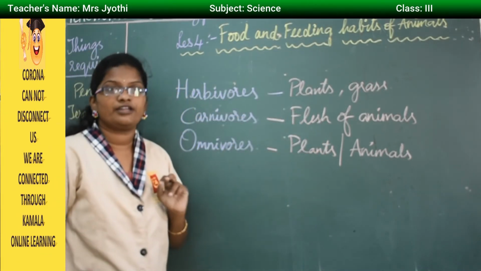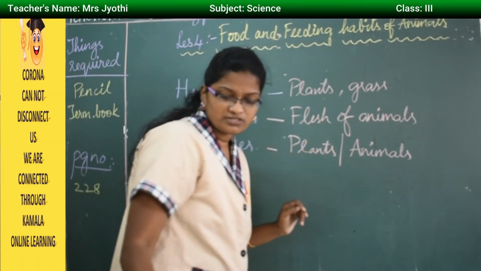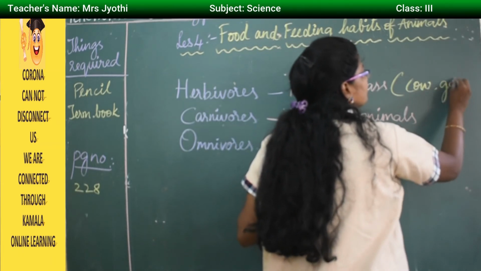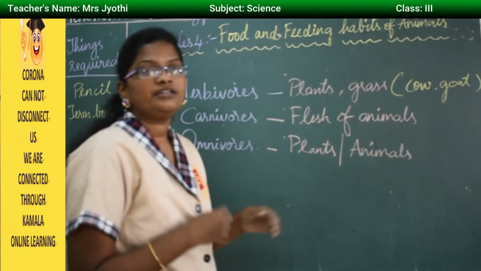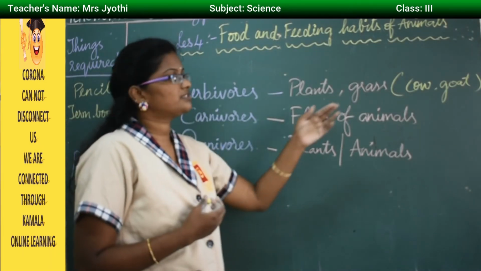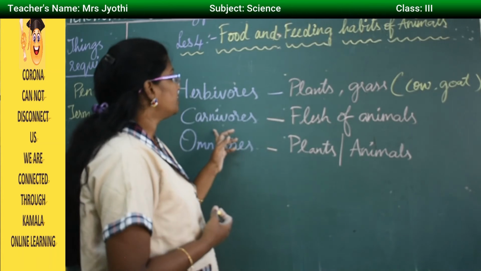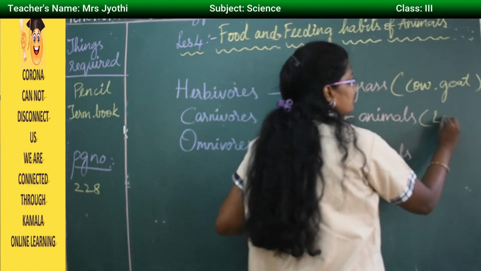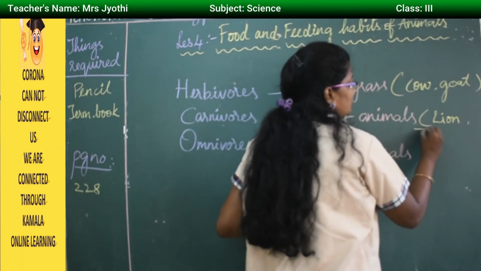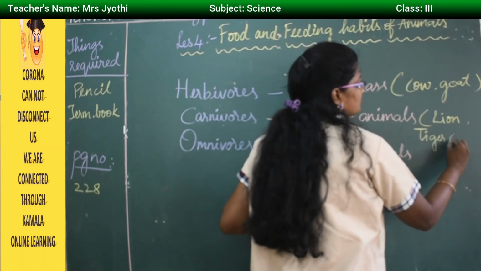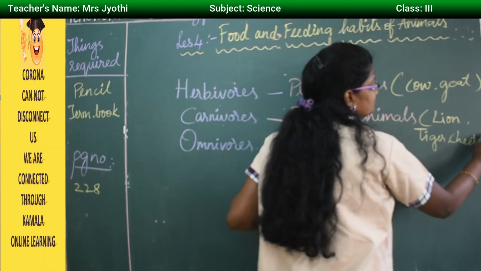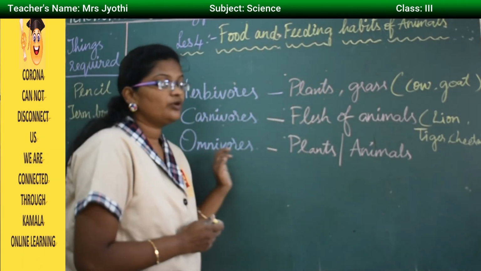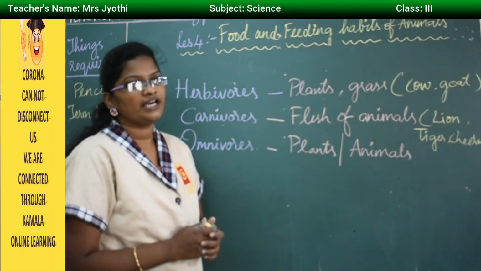So example of herbivores. The best example of herbivores is cow, goat, buffalo and etc. Giraffe and all. So all these eat only the plants and grass. Then what about carnivores? They are the flesh eaters like lion, tiger, cheetah, etc. So they all eat the flesh of other animals. Then what about omnivores? They eat both plants as well as animals.